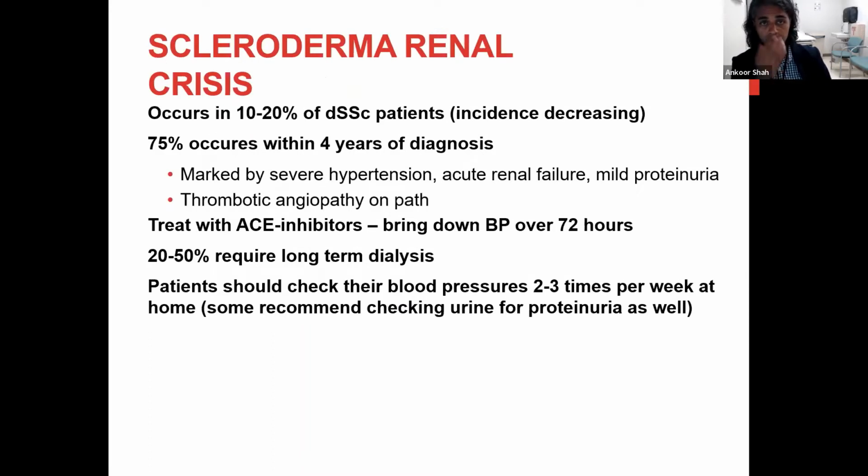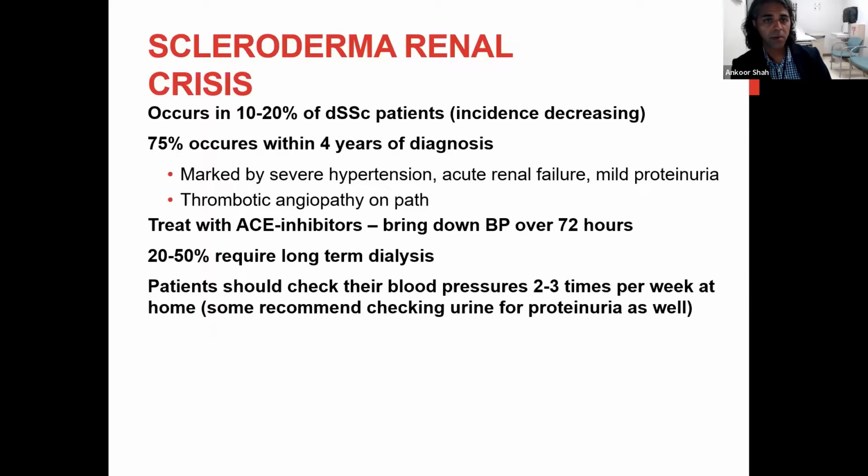So scleroderma renal crisis, what is she concerned about? Again, this occurs in 10 to 20% of patients with diffuse disease, although the incidence does seem to be decreasing. 75% of it occurs within 4 years of diagnosis. The key features that should make you concerned about scleroderma renal crisis are severe hypertension, acute renal failure, and mild proteinuria. You will see a thrombotic angiopathy on path, and thus on blood work you may see a hemolytic anemia as well as thrombocytopenia, and on a blood smear you may see schistocytes. Again, these features of a microangiopathic hemolytic anemia should clue you in to the concern of scleroderma renal crisis.